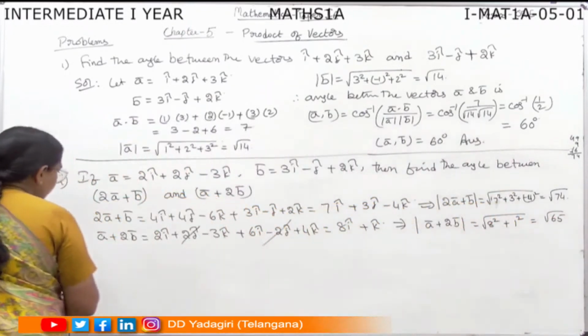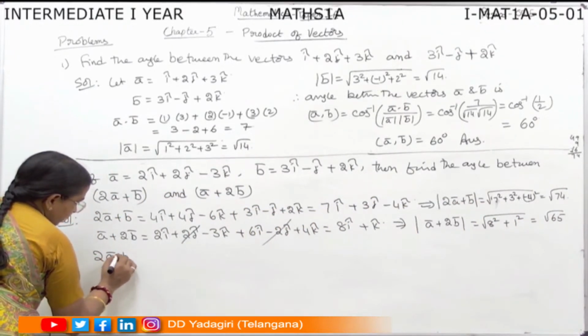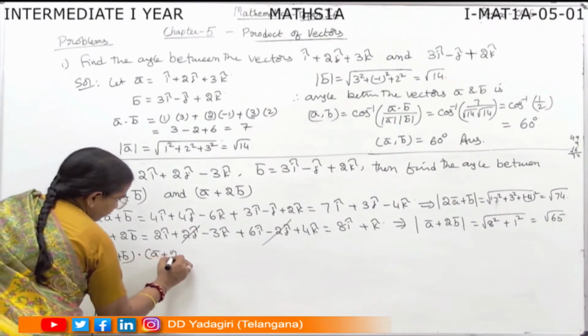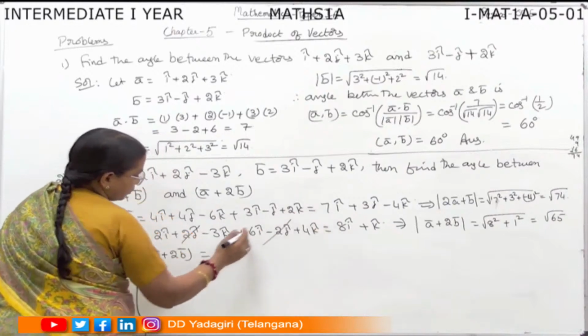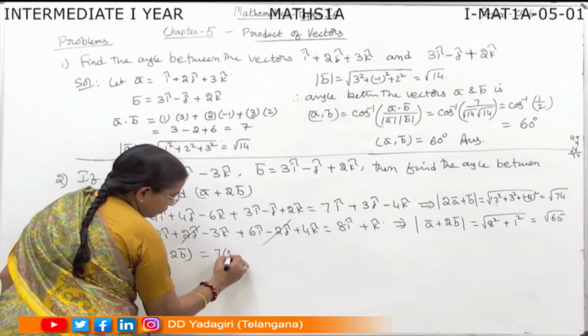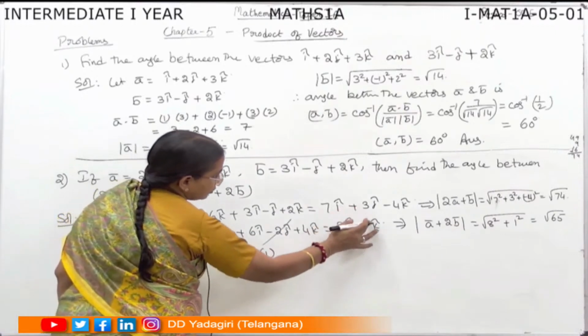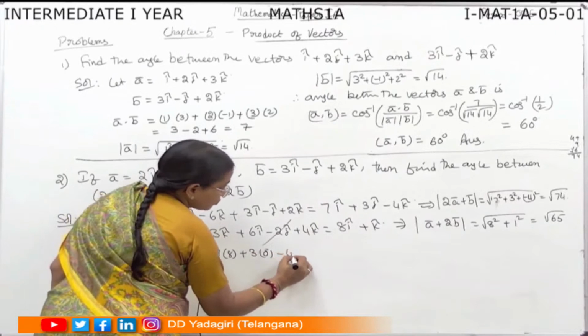Now find 2A plus B dot A plus 2B, because in the formula we need this. So take the dot product. 7 into 8 plus 3 into 0, j is not there, so minus 4 into 1.